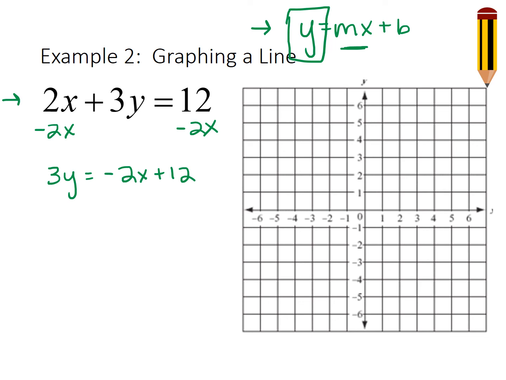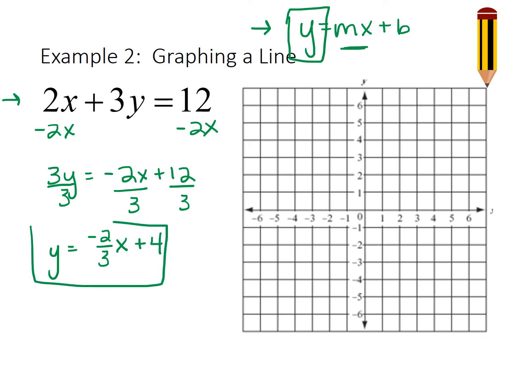Now still we're not done yet because I have not solved for y. So in order to solve for y, I have to divide both sides by 3. That means I have to divide everything on both sides by 3. On the left-hand side, I'm going to get y. Now 3 doesn't divide into 2 evenly, so I'm going to leave it as a negative 2 over 3x. But 12 divided by 3 would be 4. So now here's the equation that I am going to graph over on the right-hand side.